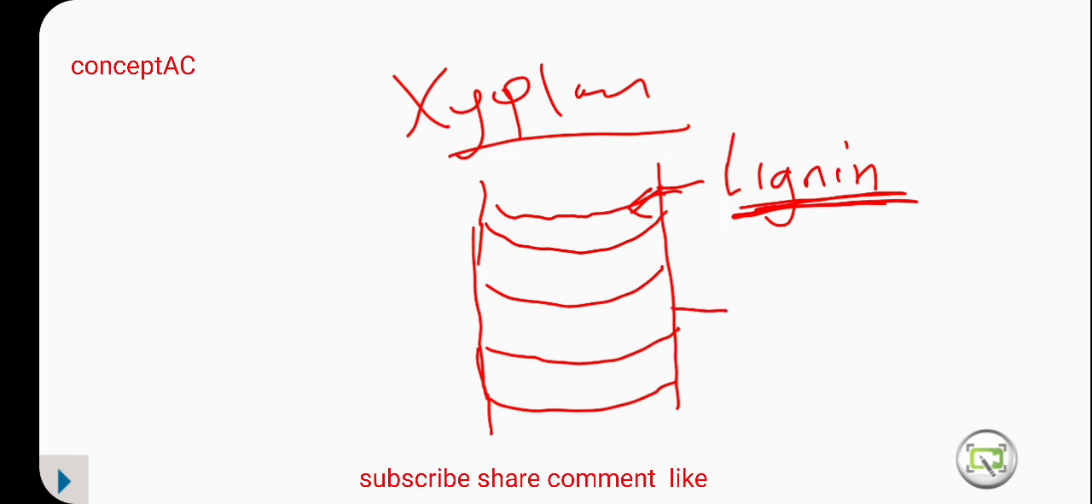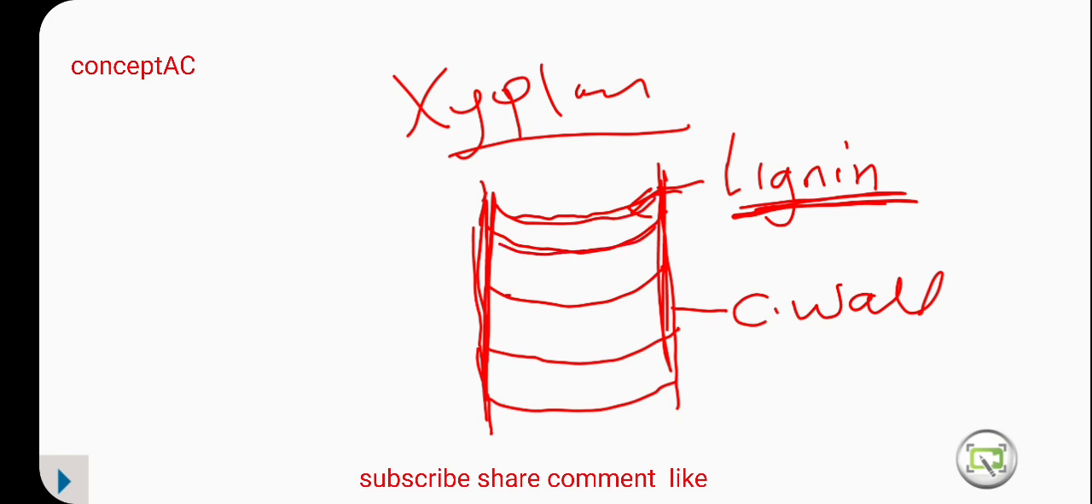So this is the cell wall. We know it's a plant cell wall. Then it has got lignin. These are the lignified structures of a xylem.